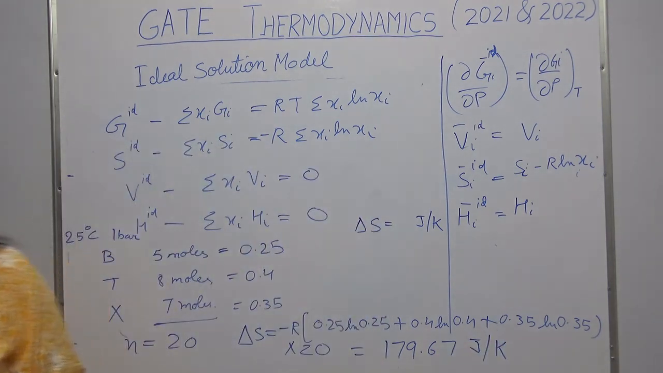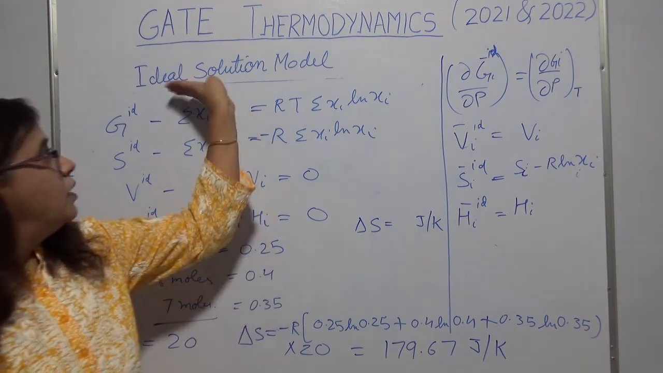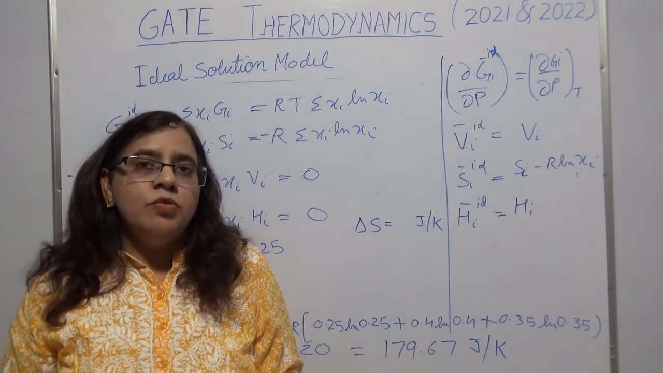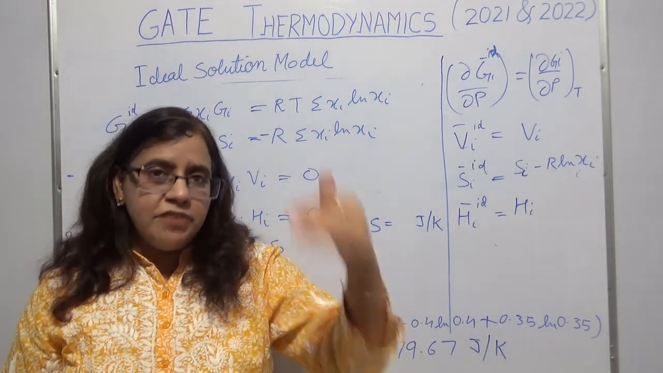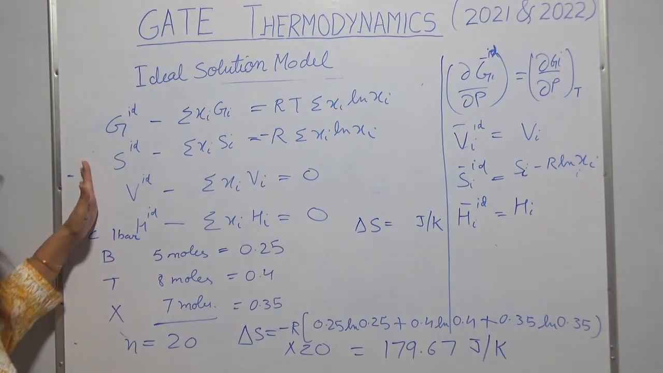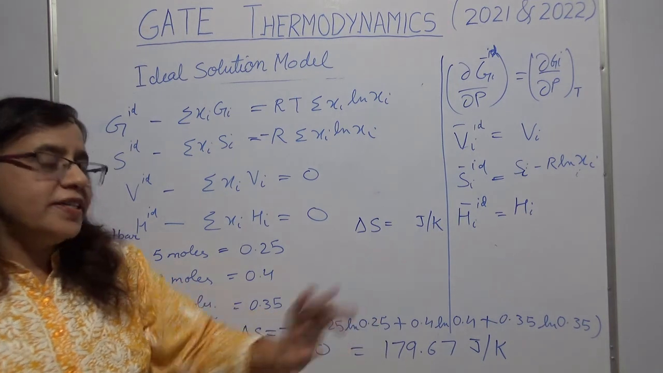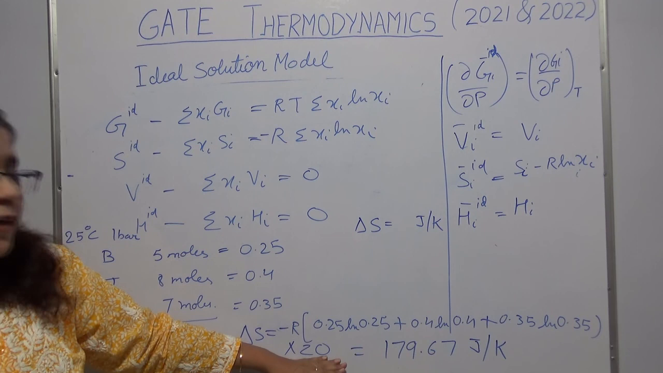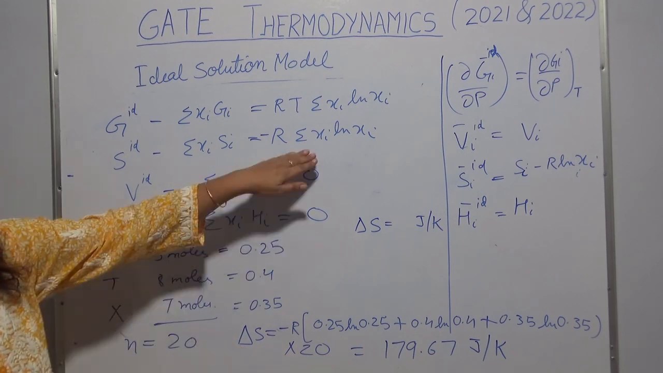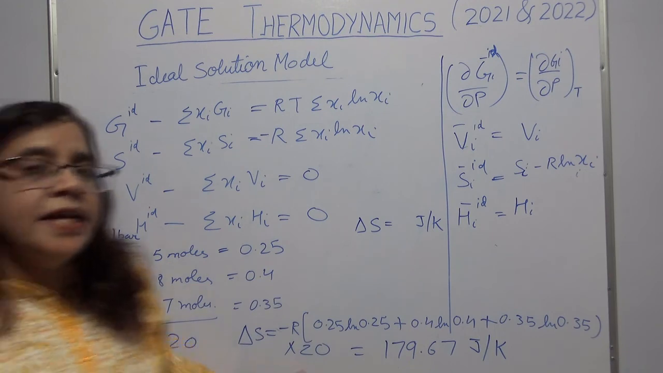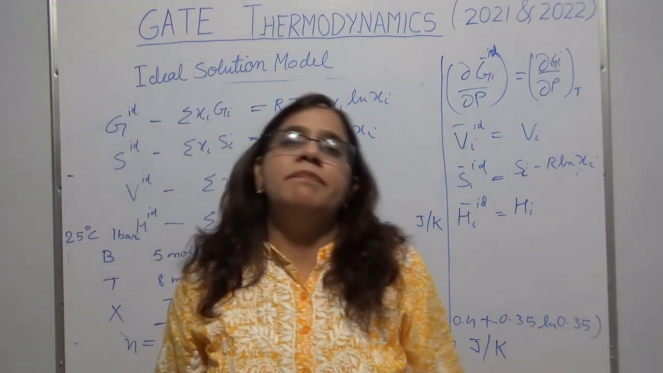So what you see here is the ideal solution model and the ideal gas mixture model. The derivation might be intimidating, but the final equations are very easy to remember and very easy to apply. The only trap here is that you might forget to multiply with the total number of moles in a haste to apply these equations quickly. So keep that in mind. Other than that, these are very simple questions.